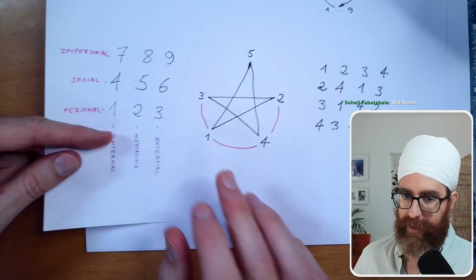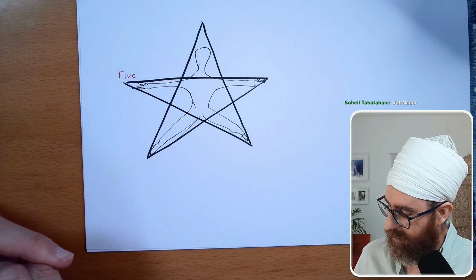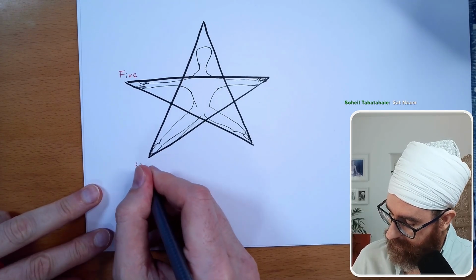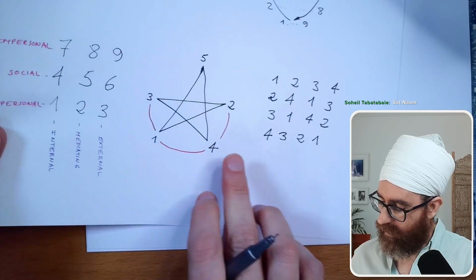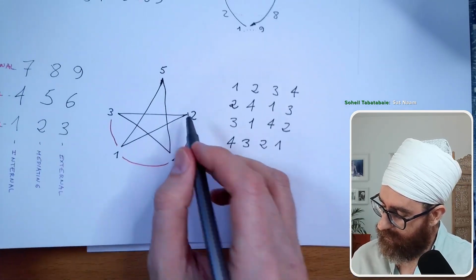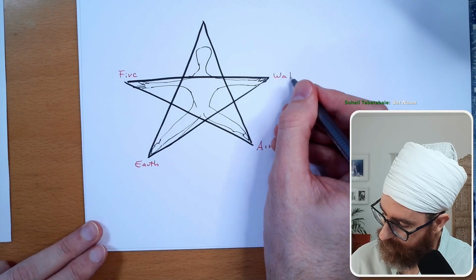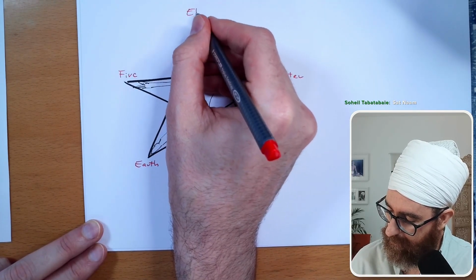And then 1 is earth. Earth. And then 4 is air. And 2 is water. And the 5 is ether.